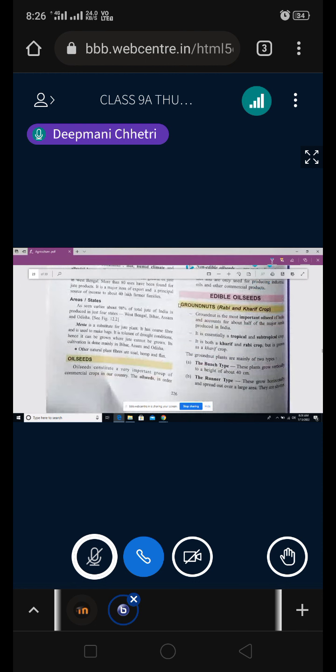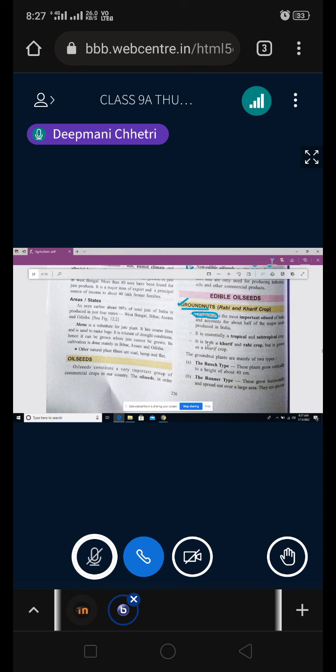Edible oil seed, the first one I discussed with you all is groundnut. I told you that groundnut is the most important oil seed cultivated in India, because more than half of the total production of oil seeds, almost 50% of it or more than that, is groundnut.